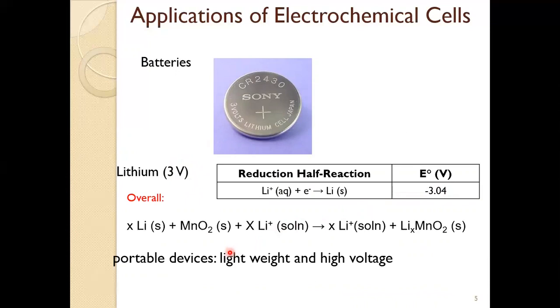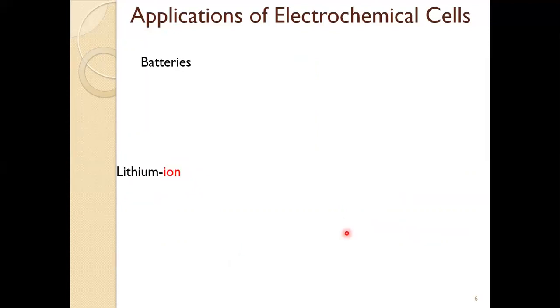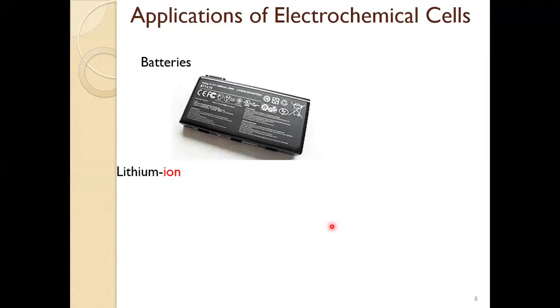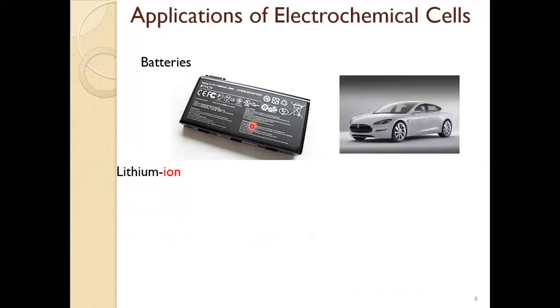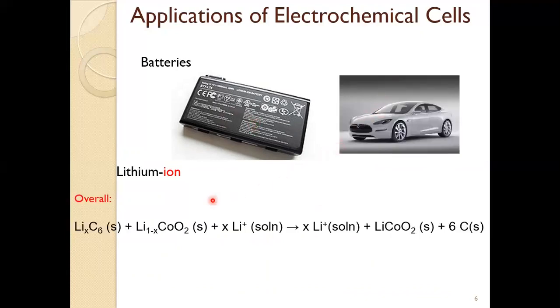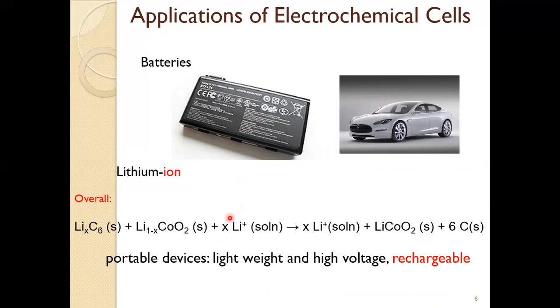So this is perfect for watches and other small devices where you don't want the mass of the battery to really contribute terribly much to the overall mass of the object you're trying to power. Then we have the lithium-ion batteries, most commonly found in our laptops or electric cars. This is the overall redox reaction. And what's nice about this lithium-ion redox reaction is that because it involves lithium, it's going to be lightweight as well as really high voltage, and it's rechargeable, unlike what we saw with the lithium cell batteries.